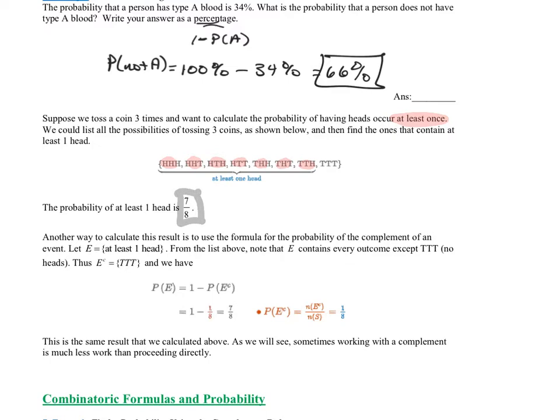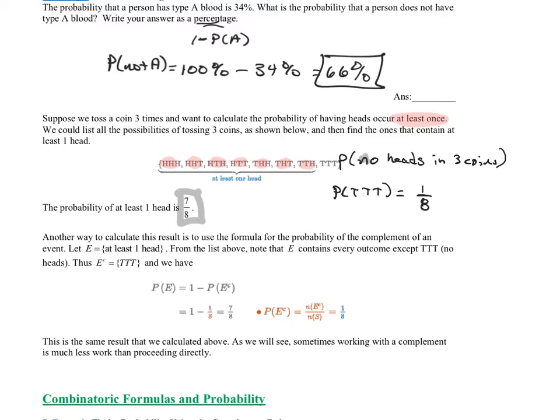Okay, is there an easier way to do that, though? Did I have to count all 7 of those ways? And the answer is no, you actually didn't. What you had to do was think of the complement. So what is the complement of getting at least one head? The complement would be getting no heads. So what we want is the probability of getting no heads in 3 coins. That would have to be tails, tails, tails, and we know that tails, tails, tails is one of the 8 possible combinations.